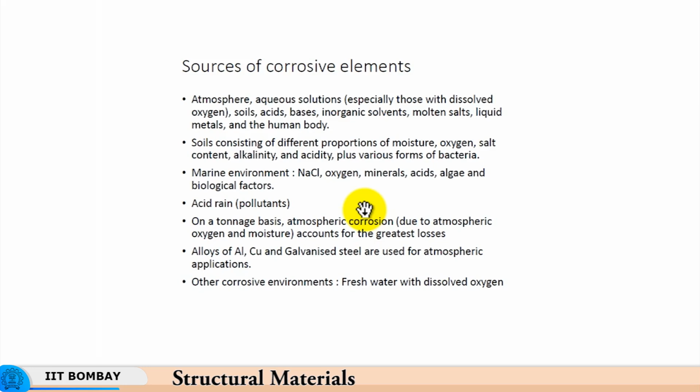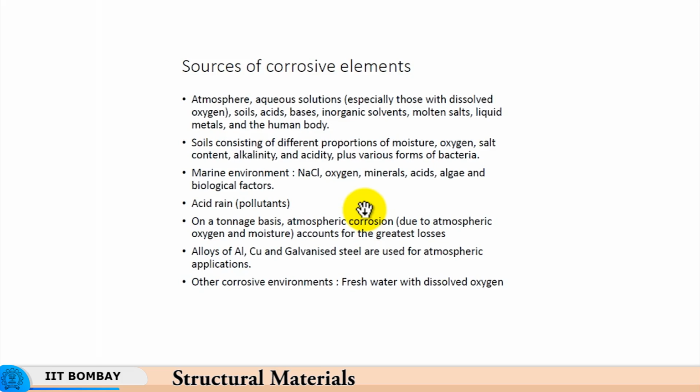So, if you look at these various sources of corrosion on a tonnage basis, atmospheric corrosion due to atmospheric oxygen and moisture accounts for the greatest of losses, because even if the workpiece or the product is not in contact with any corrosive element, it is in contact with at least the atmosphere, right. So, oxygen and moisture together form a deadly combination, and that reacts with the metallic surface and results in corrosion.